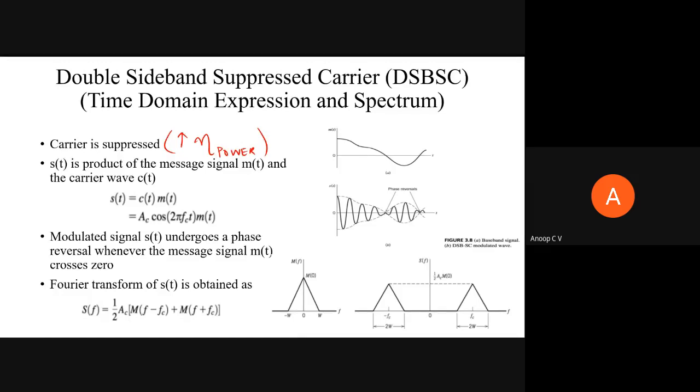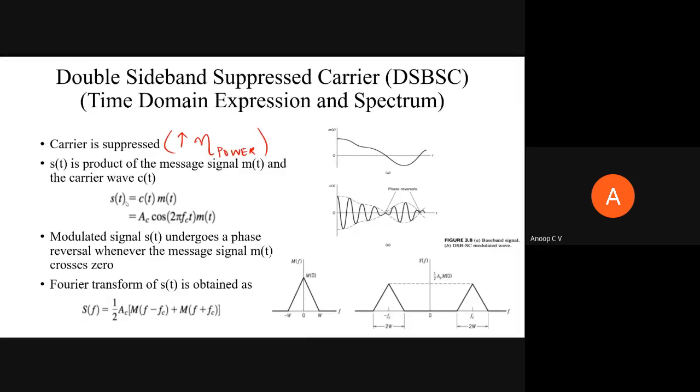Standard AM was the simplest of all categories of AM. It was very easy for us to generate standard AM using a switching modulator, which had only a diode and a resistor. But while we have the advantage of improved efficiency with suppressed carrier, the complexity of the modulator and demodulator will be more in DSBSC. So we'll see what that is.